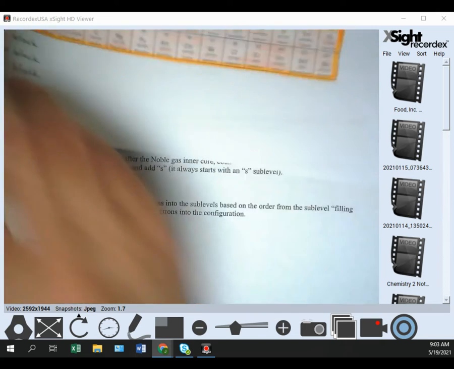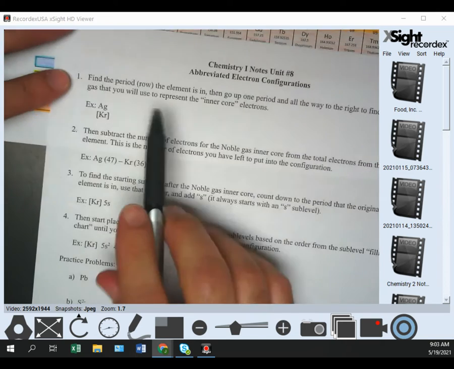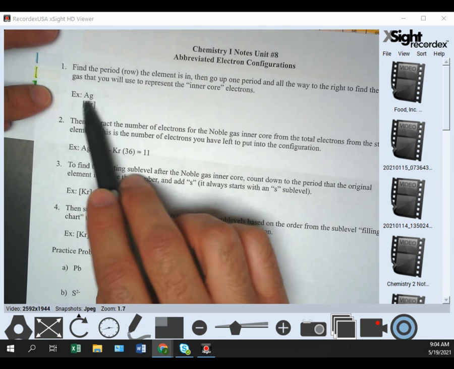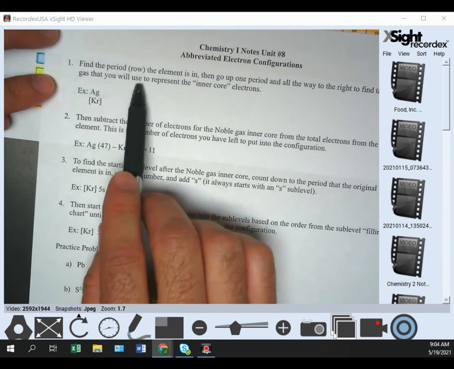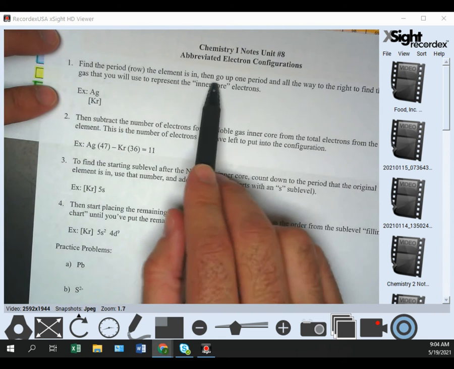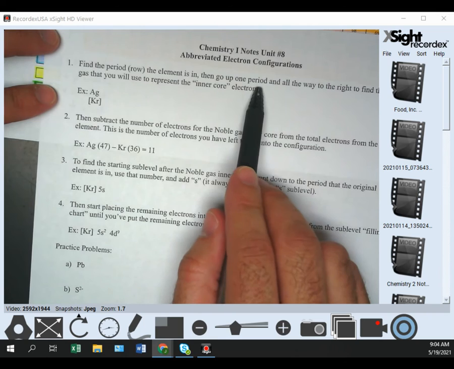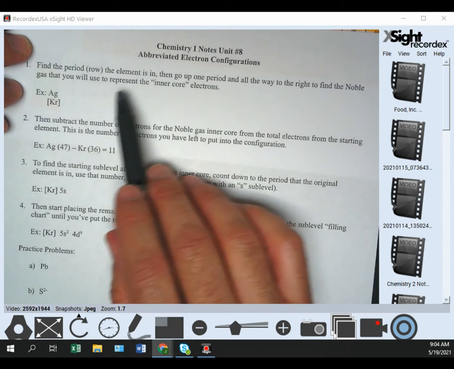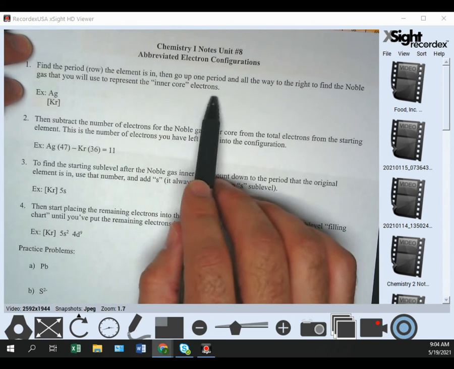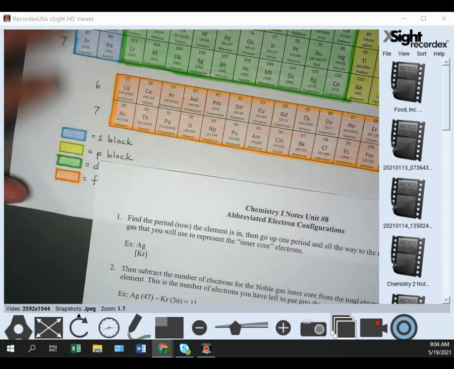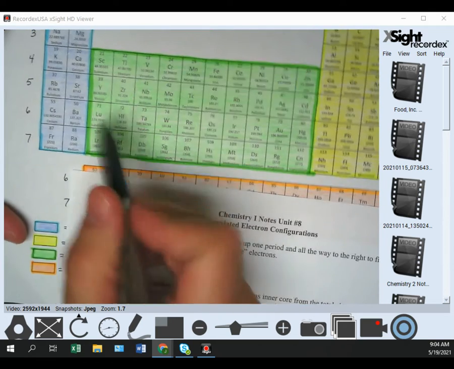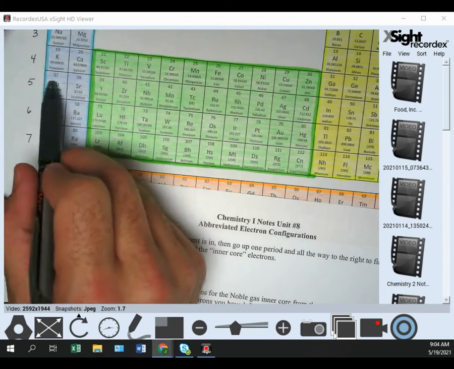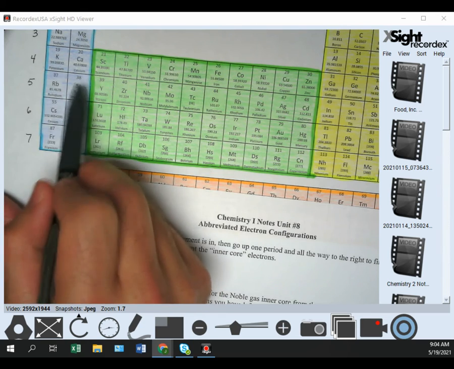So how you do it is, you get an element, right? You're doing an electron configuration for, like, Ag, silver here. You find the period, the row the element is in, then go up one period or one row and all the way to the right to find the noble gas that you will use to represent the inner core electrons. I don't know if you guys remember, but yesterday when we were doing this, we talked about how each time you go down a level, you start a new energy level because you have the new S here.